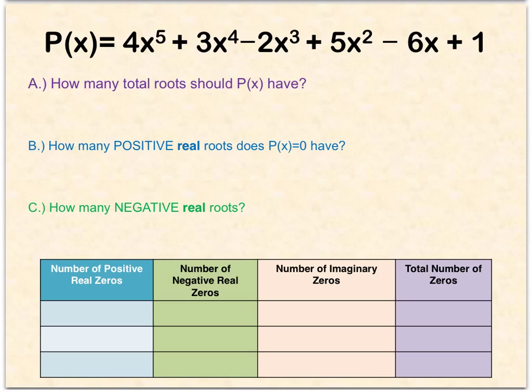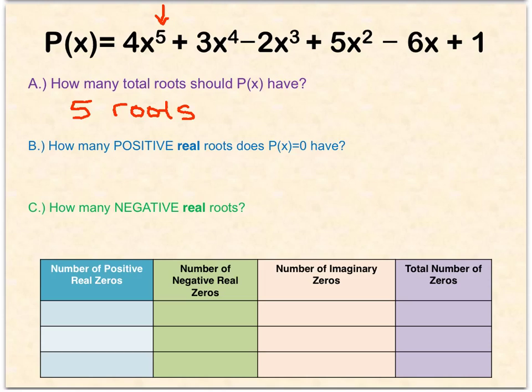Alright, so let's look at this polynomial and count the sign changes. So how many total roots should p of x have? Well, that's using the fundamental theorem of algebra, which says since this is in standard form and the highest degree is 5, I should have 5 roots.